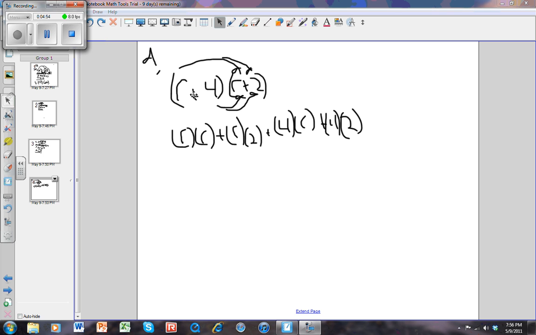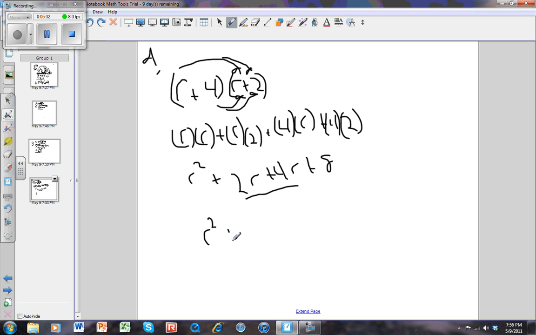Okay, so this is D. So it's r plus 4 and r plus 2. So foiled this, and it's r times r plus r times 2 plus 4 times r plus 4 times 2. So more of the same stuff. They're switching some of the numbers and letters around. So this is going to become r squared plus 2r plus 4r plus 8. So then I could simplify this again, combining these two by adding them. So it'll become r squared plus 6r plus 8. And that's our final answer.